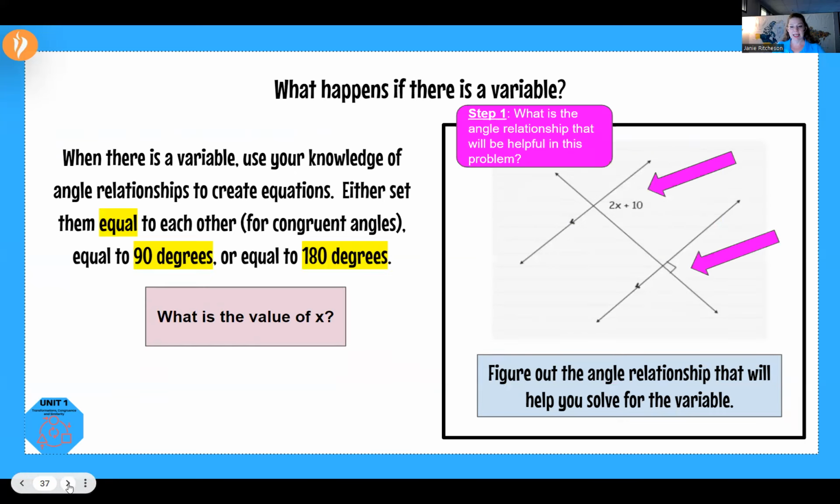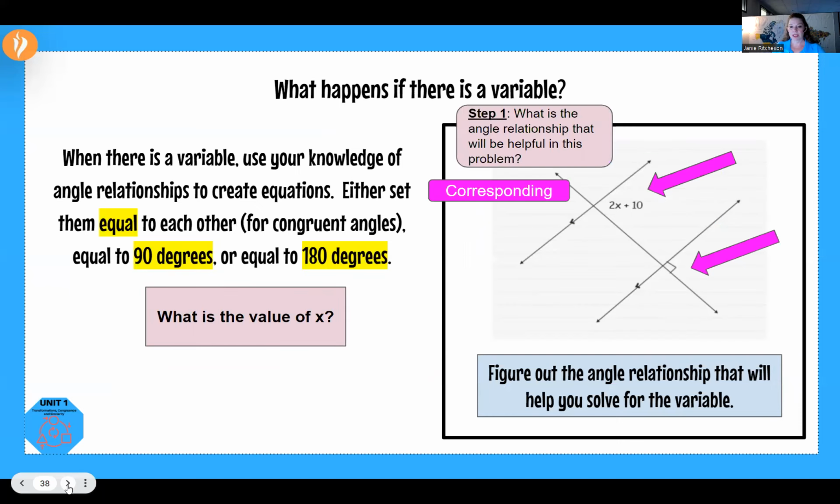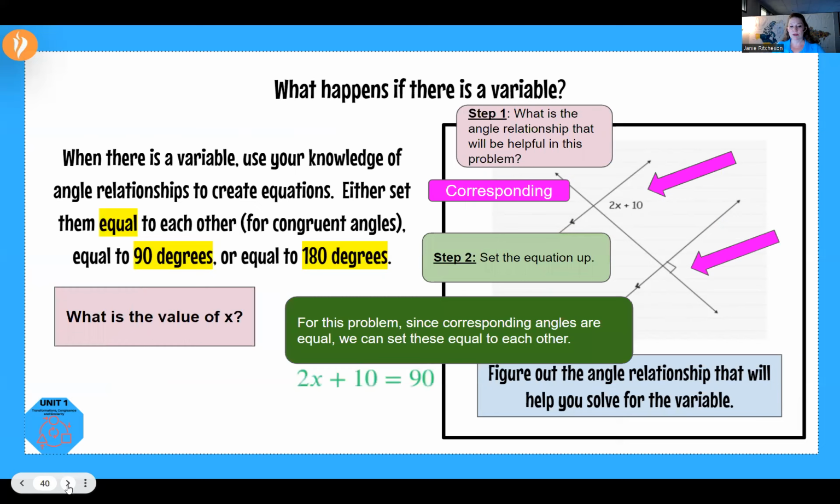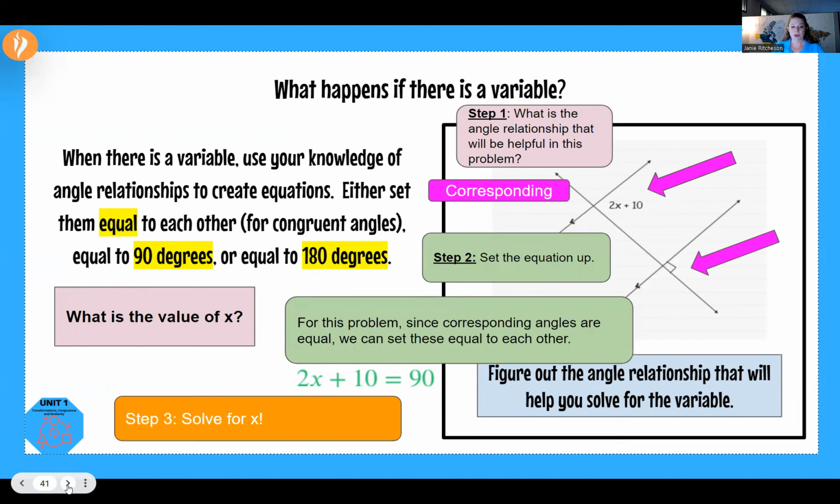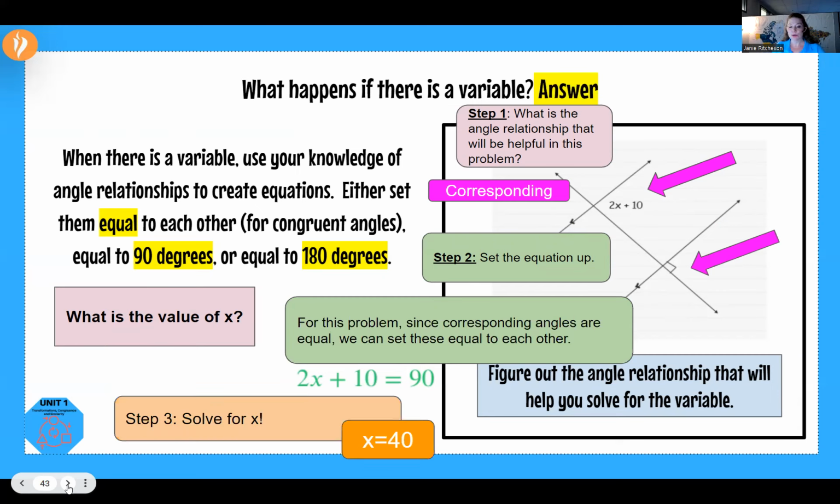So these slides take us through this scenario. They recognize they're corresponding. We're going to set our equation up. We're going to set 2x plus 10 equal to 90. We're going to solve for x by subtracting 10 from both sides. After we subtract 10 from both sides, we divide both sides by 2. And I know that 80 divided by 2 is 40. So this angle isn't 40 degrees. No, the value of x is 40.